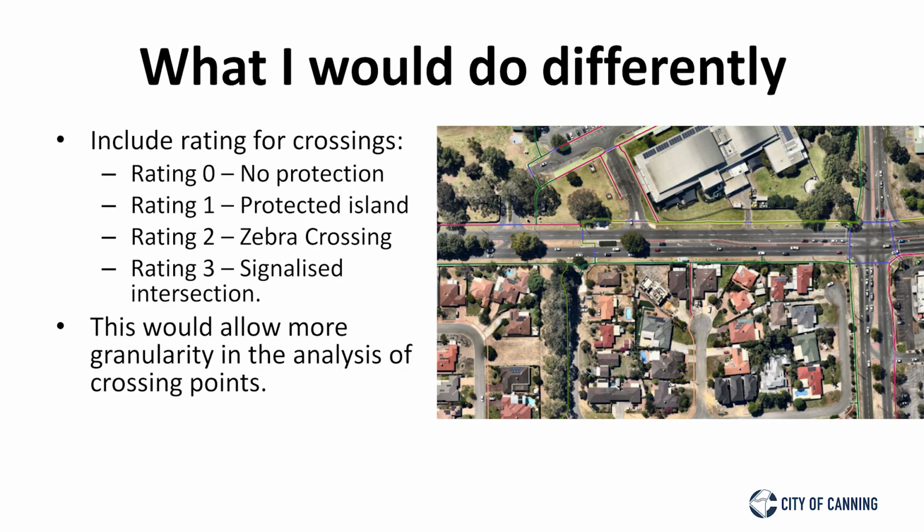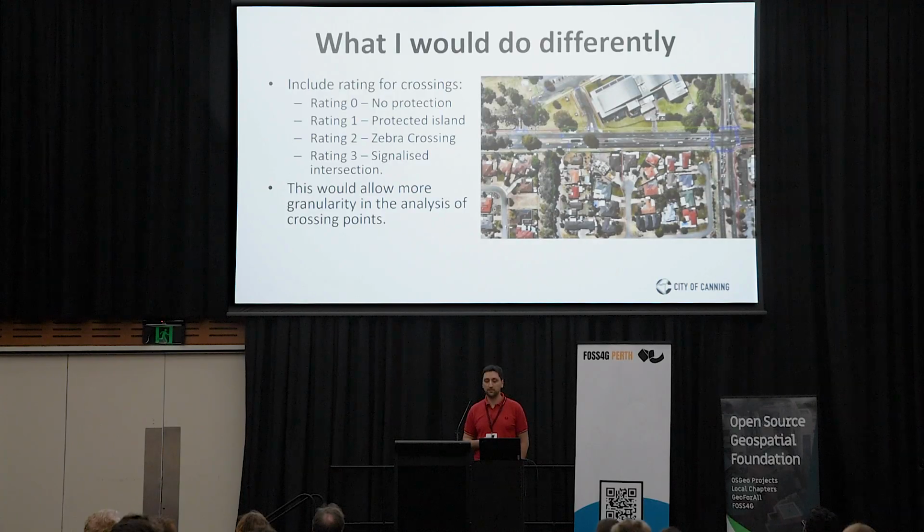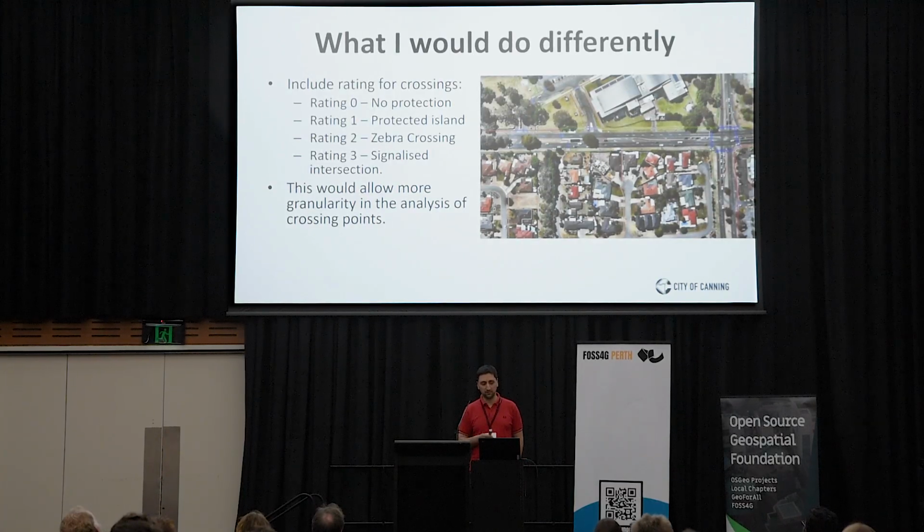What I would do differently, if I was doing this again, I'd probably have some sort of rating system for our crossings. If you have a look at that image up there, there's actually two crossings across High Road there. There's one at the signals, and then there's one sort of to the right, going through a median island. They both have the exact same attribute, but one could actually be a safer crossing than the other. So having a rating would be a bit better for a more granular analysis.